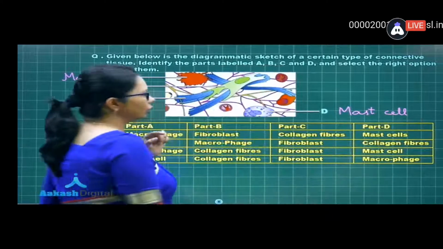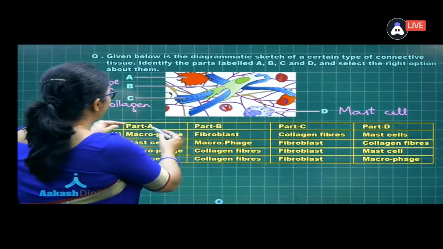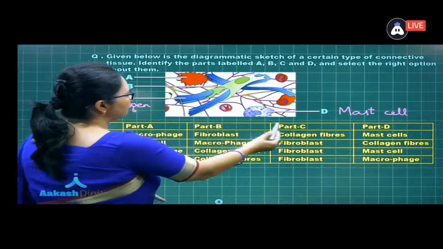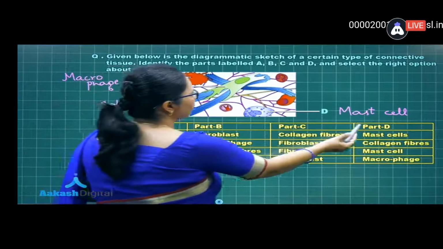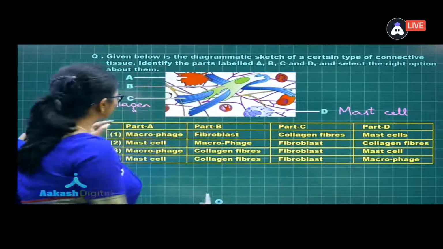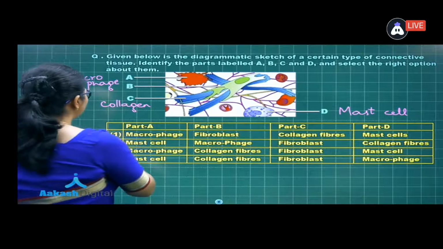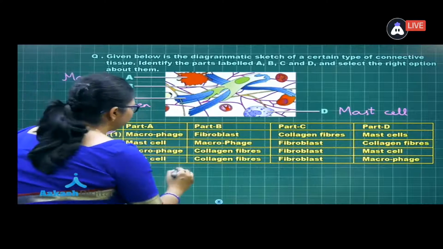Now let us check the options. Part A, macrophage. Part B, fibroblast. Part C, collagen. And part D, mast cell. So that means the first choice itself is the correct one. So we can mark this as our answer.